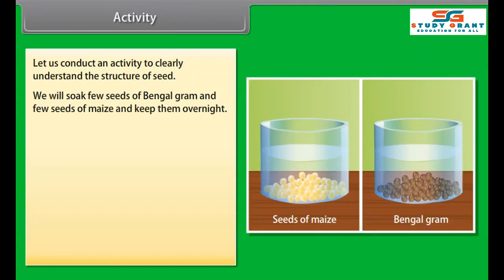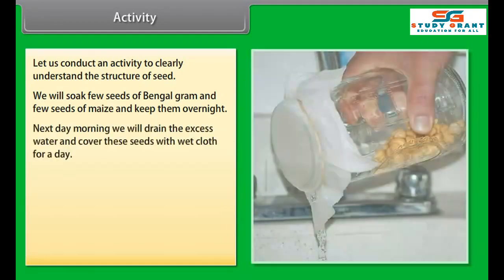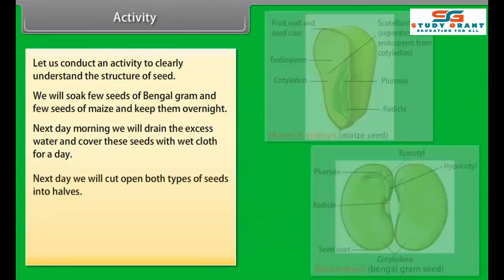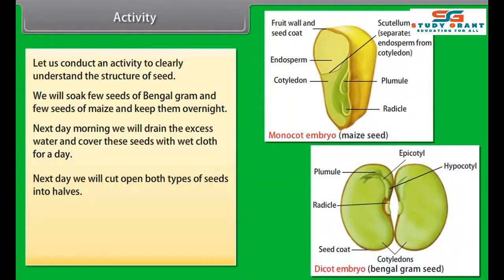Seeds are monocotyledonous when they have one or dicotyledonous when they have two cotyledons. Seeds may be endospermic when they have endosperm, or non-endospermic when they do not have endosperm.